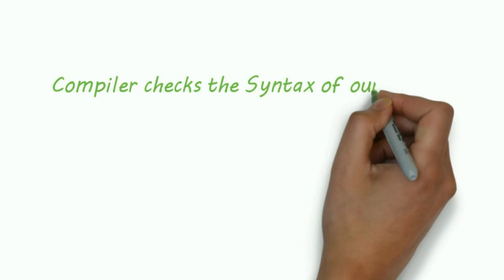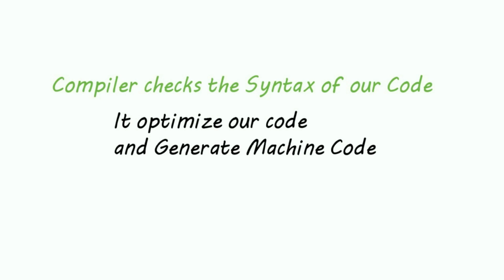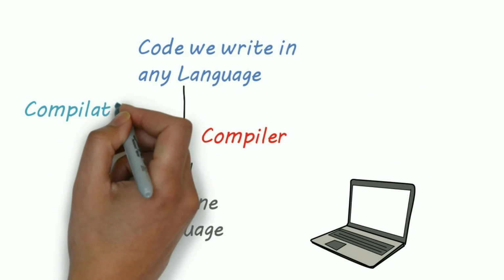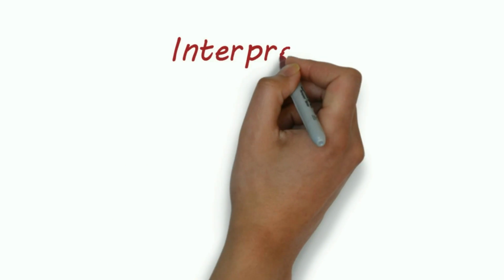Compiler also performs some operations. Compiler checks the syntax, it optimizes our code and generates machine code. Once machine code is generated, it is executed very fast. So compilation is faster. I hope you are now clear with compiler.